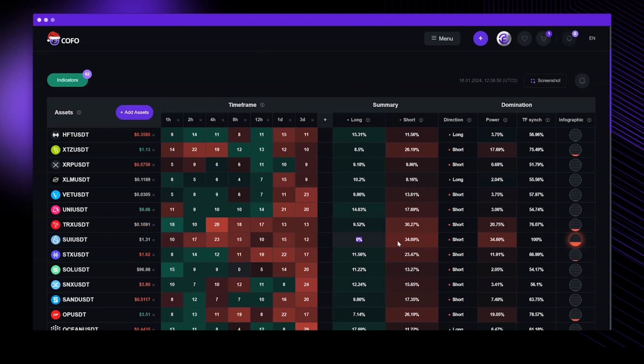From a chart perspective, it is really an interesting position to consider short. We also see a 100% synchronization of time frames and an infographic that is increasing, moving towards a more confident chart. Now let's open the SUE chart and see what it shows us.